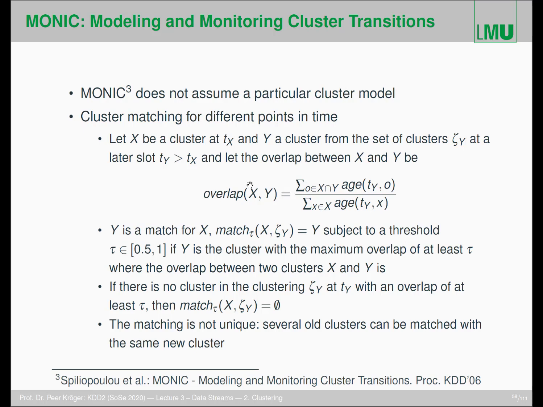Anyway, so this is the overlap concept. You just compute the overlap, and if you take the cluster with the highest overlap, and this one has more than 50% in common, so the threshold is 50% to 100%, then you take this one as a match or as the matching partner. If the overlap with the one which has the highest overlap is below 50%, you say that this cluster X has no matching partner in the set of clusters at time slot Y.